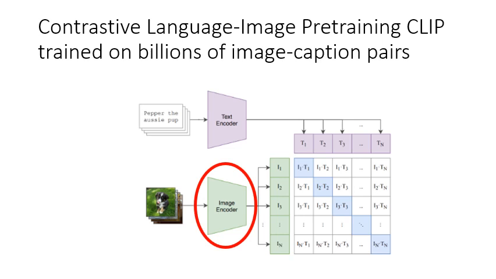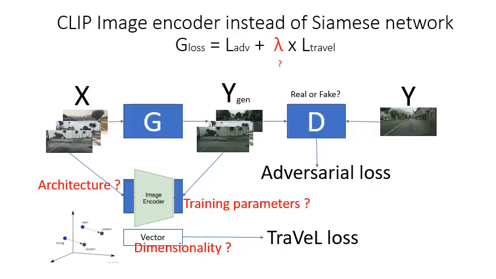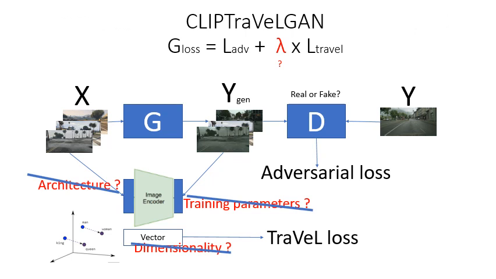We propose to take only the image encoder with pretrained weights and use it instead of the Siamese network in the TraVeLGAN setup. We no longer need to choose architecture, dimensionality, or training parameters. The network becomes much simpler to optimize for results.